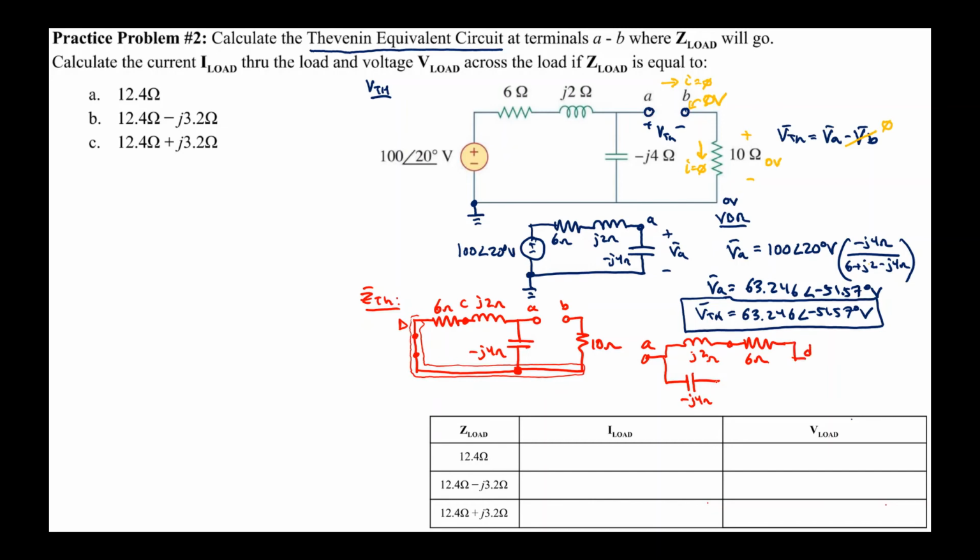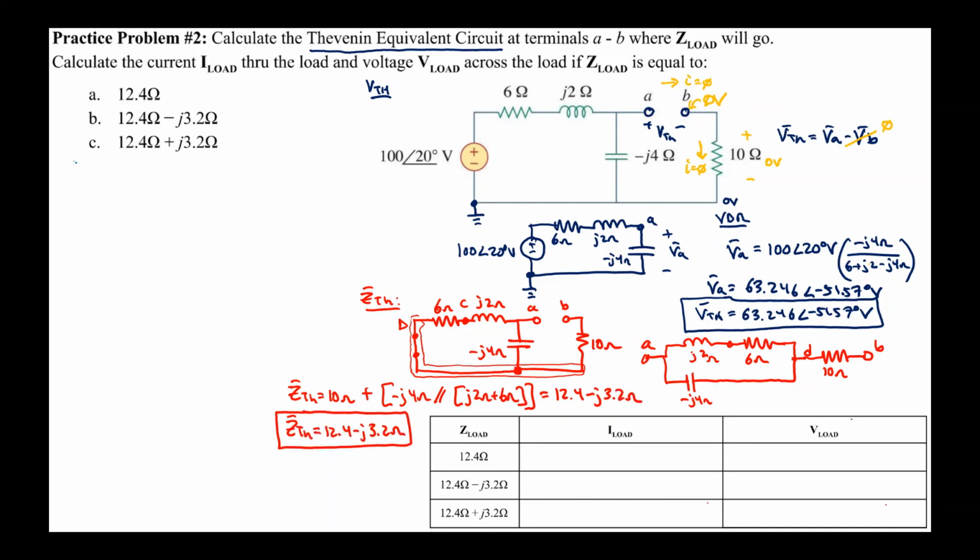That means that it's touching minus J4 as well, so we'll connect them. And then from D, the only item that's touching that we haven't accounted for is the 10 ohm. After going through the 10 ohm, we arrive at B. Therefore, I can say that Z Thevenin is equal to 10 ohms plus the parallel combination of minus J4 ohms and the series set of J2 ohms plus 6 ohms. If I do that correctly, I'll find that Z Thevenin is equal to 12.4 minus J 3.2 ohms.